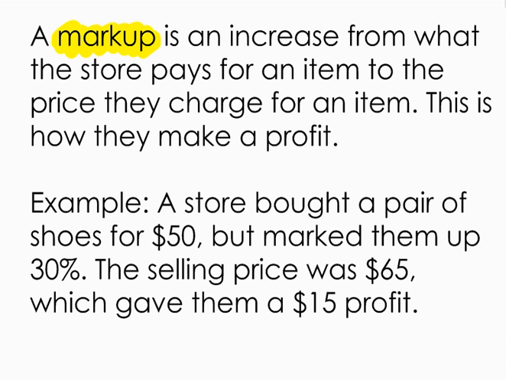An example of that, if a store buys a pair of shoes for $50, they might have a 30% markup. That means that they're going to sell them for $65. So every pair of shoes, the store would make $15 in profit.